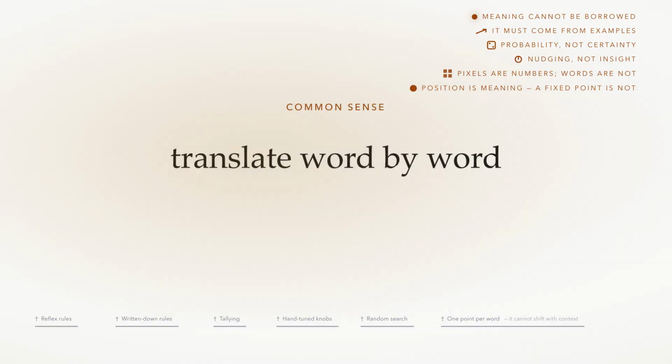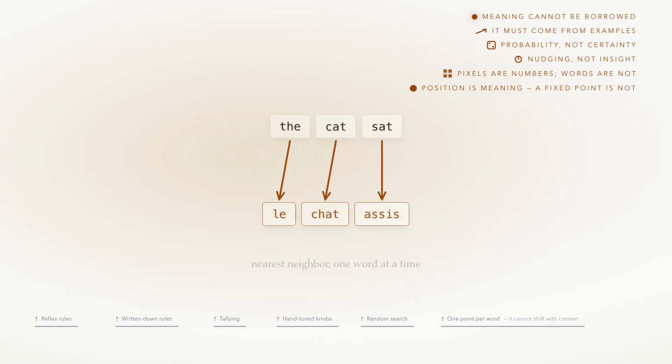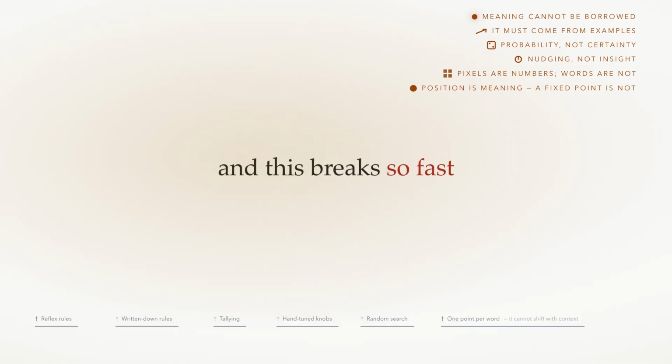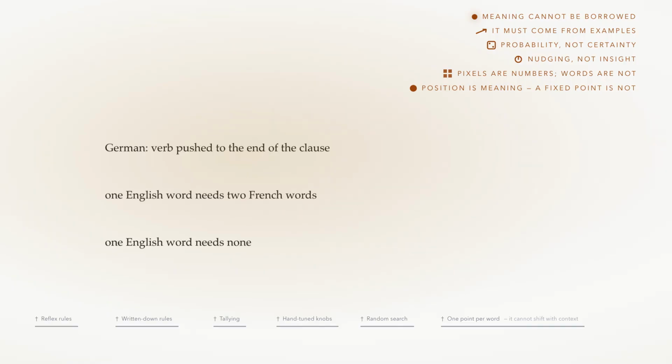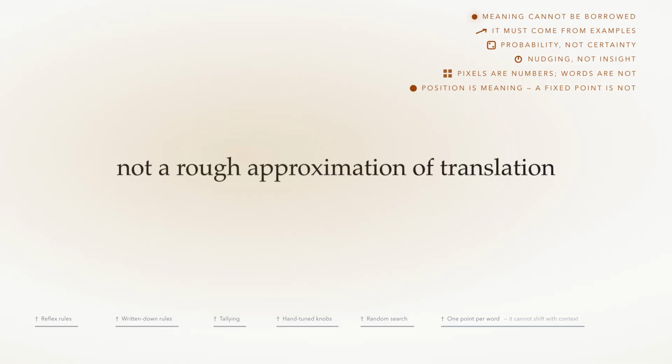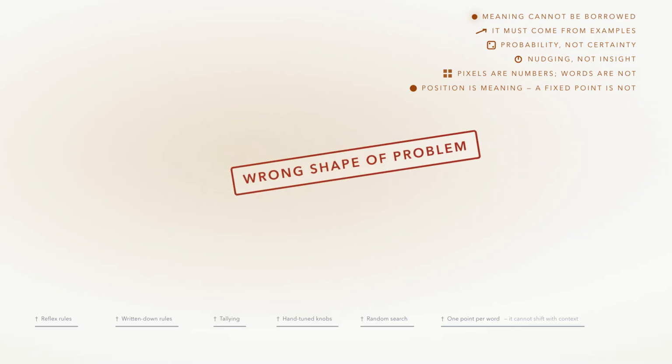Here's the idea that would pop up in common sense. Translate word by word. Look up each English word's point, find its nearest French neighbor, write it down, move on. And this breaks so fast it's almost useful as a demonstration. French puts most adjectives after the noun, so a red car comes out en rouge voiture, backwards. German shoves its verbs to the end of the clause. Some English words need 2 French ones, some need none. The output being a word-for-word shadow of the input isn't a rough approximation of translation. It's the wrong shape of problem.